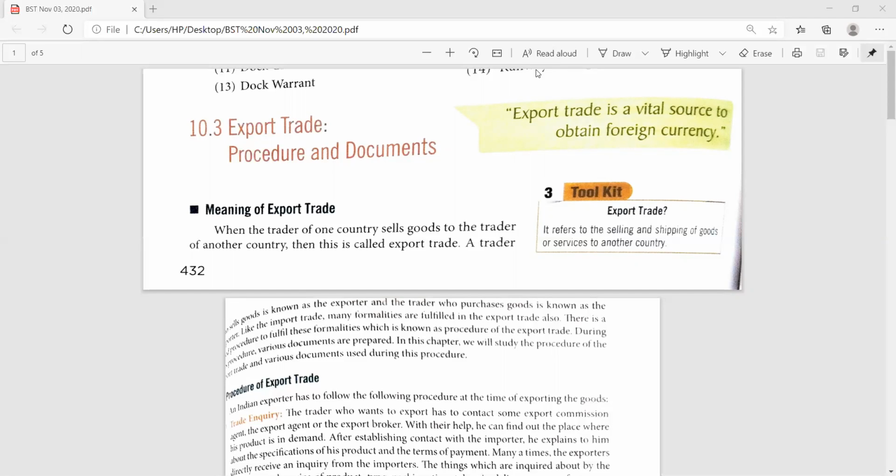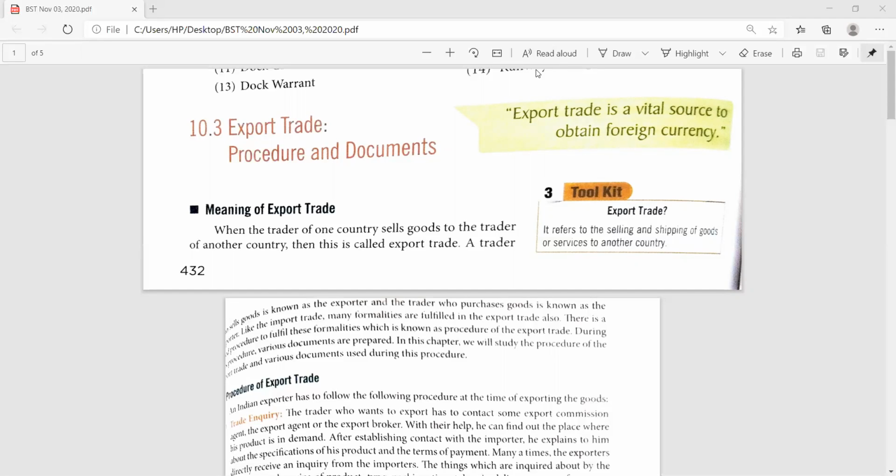So let's see what export trade is. It is a vital source to obtain foreign currency. Why is it considered a vital source to obtain foreign currency? Whenever goods are exported to another country, the country that is importing the goods will pay money as consideration. The exporting country will get the money in the foreign currency of the importing country it is dealing with. They are just exporting the goods. The seller country will get the money in the form of foreign currency.